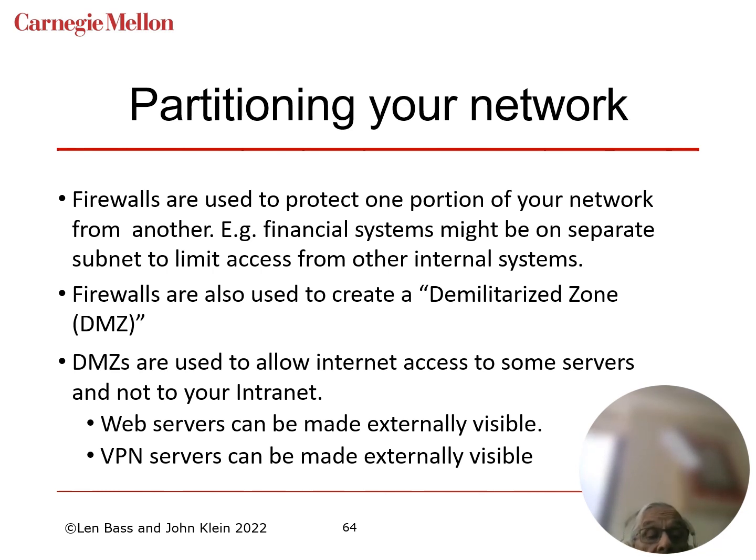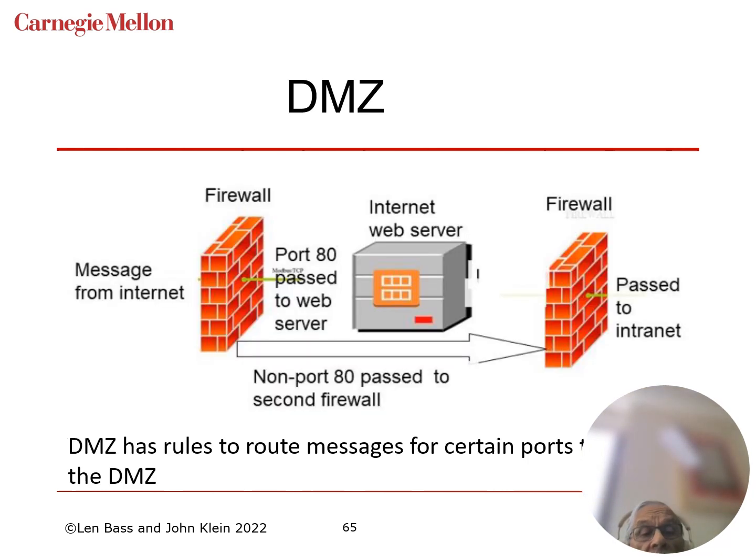So web servers, for example, are externally visible. You want everybody to access the web server that describes your organization. So you'd put it in the DMZ, you'd make it accessible. Also, you can get at your intranet securely, and that's done using a virtual private network, a VPN. And the server for the VPN would be in the DMZ.